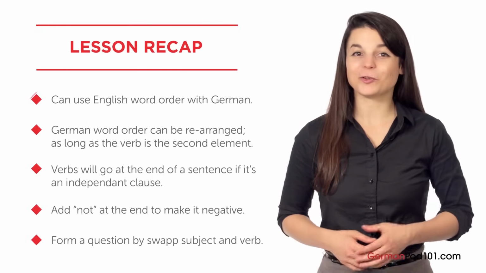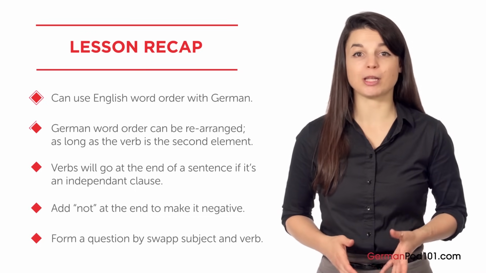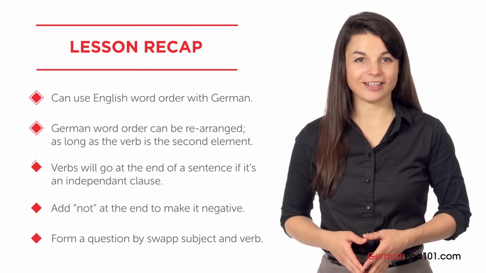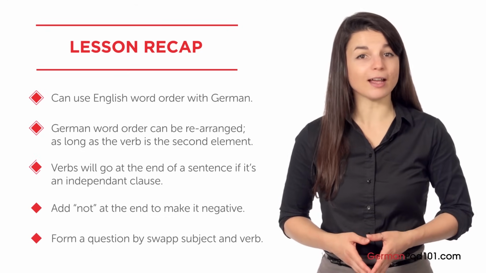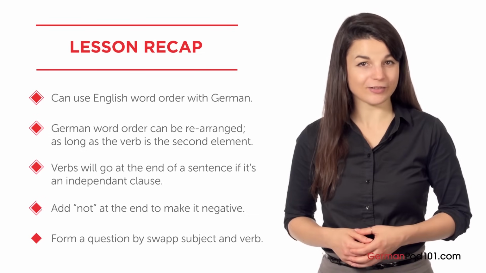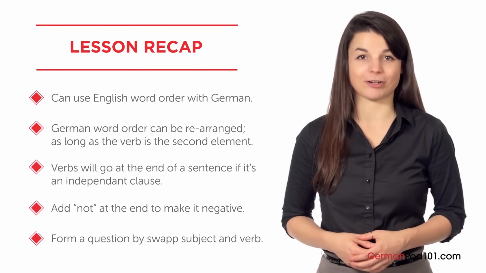Well done! We've covered a lot of things in this lesson, so let's recap on what we've learned. In this lesson, you learned that the same word order as English can be used in German. German word order can be rearranged any which way, so long as the verb is the second element in the sentence. If there are dependent clauses, then the verb in that clause will appear at the end of the sentence. Simply add the word for not at the end of a sentence to make it negative. And to formulate a question, simply swap the subject and verb around.